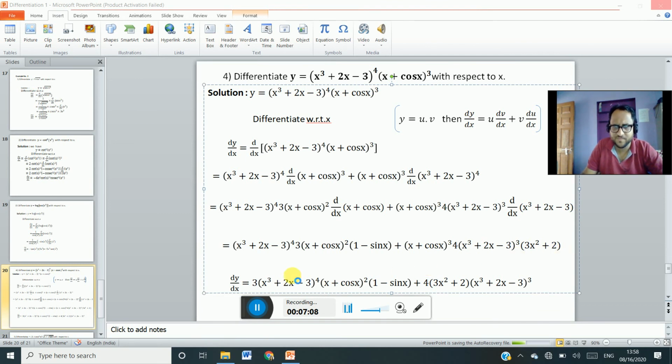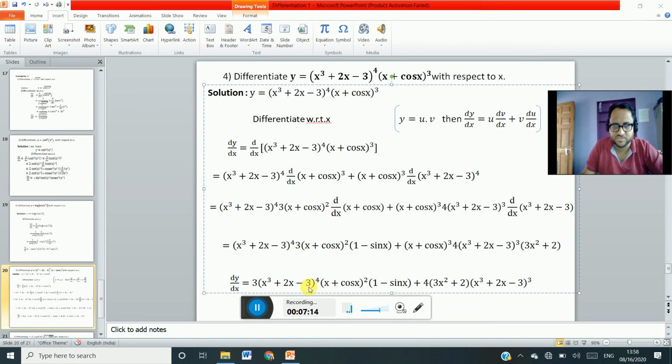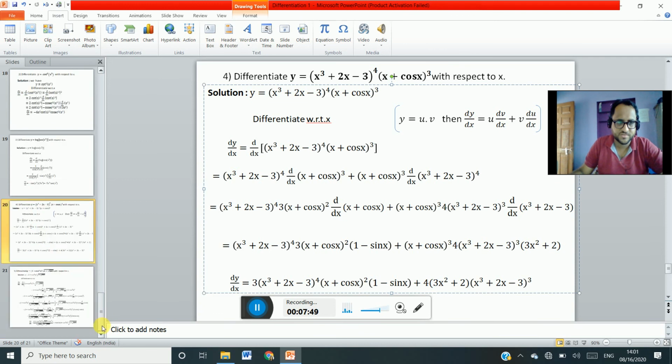Okay, so finally we simplify it and write down the final answer, that is 3 into (x plus cos x) square into (x cube plus twice x minus 3) to the power 4 into (1 minus sin x) plus 4 into (3x square plus 2) into (x cube plus twice x minus 3) to the power 3. This is the final answer. So this is the final answer of the derivative of y equals (x cube plus twice x minus 3) to the power 4 into (x plus cos x) cube, right? This is the fourth question, which is completed here.